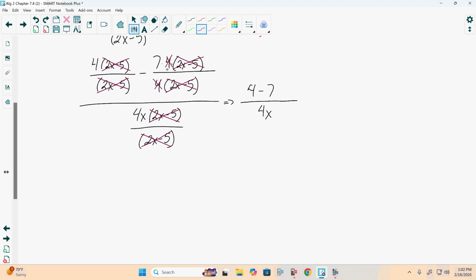We do have one last step, 4 minus 7, negative 3, and 4x.